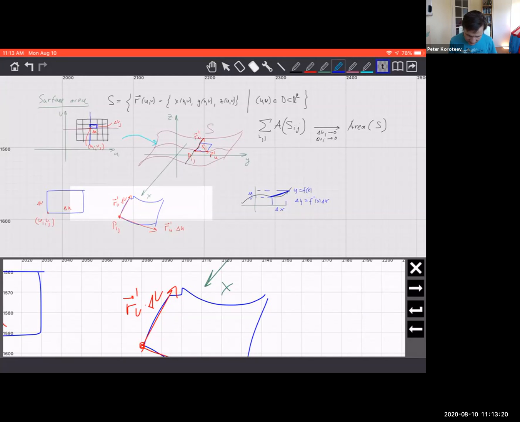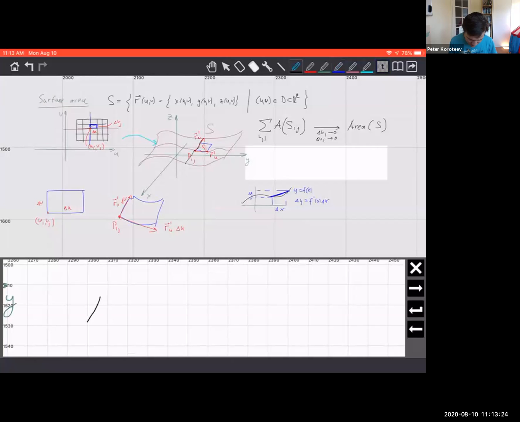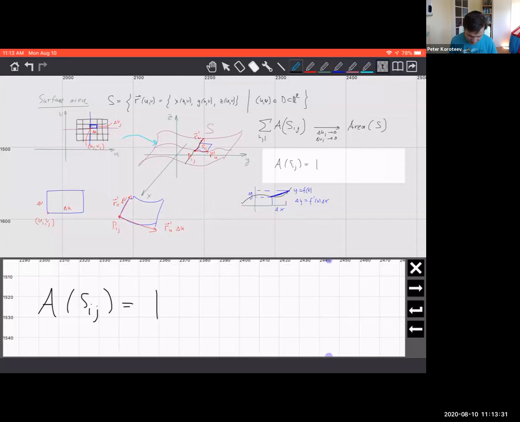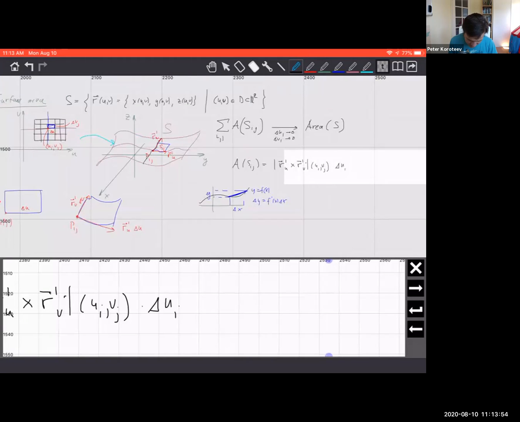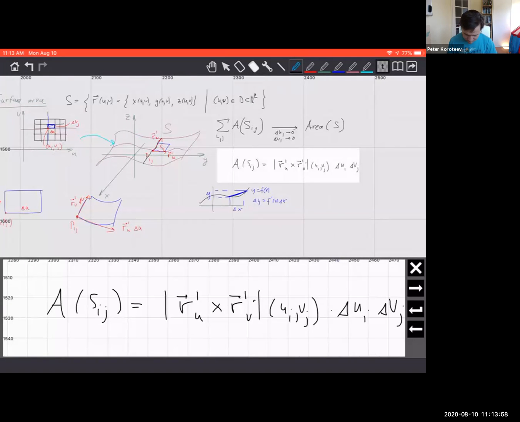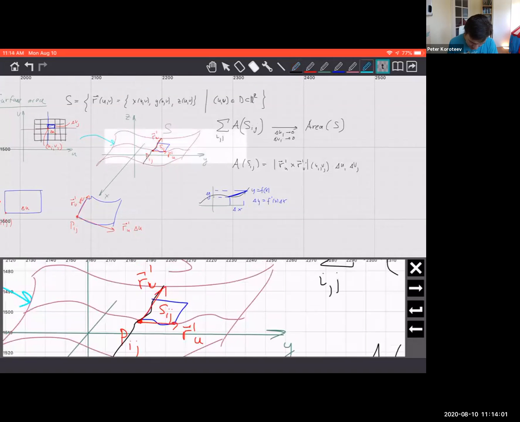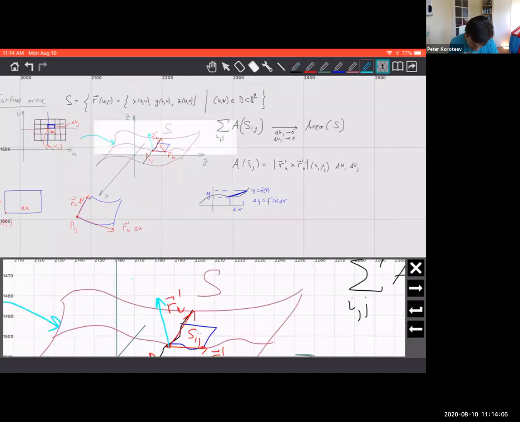Okay, so that allows us to write down the formula for the area of Sij, which is of course given by the absolute value of the cross product. We take r prime u evaluated at that point, so it's r prime u cross r prime v at ui vj, times delta ui delta vj. The area will be given by the cross product. You can think of this area as a vector, A of Sij, and it computes the area of this thing.